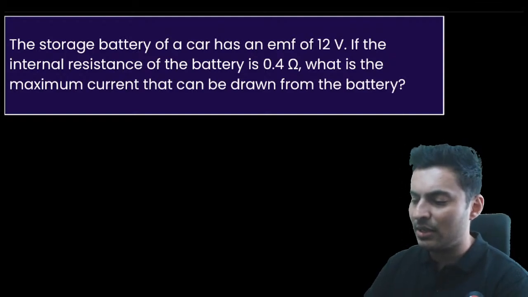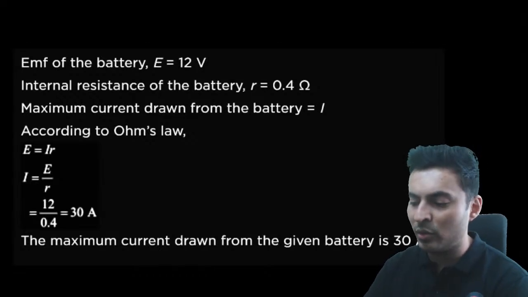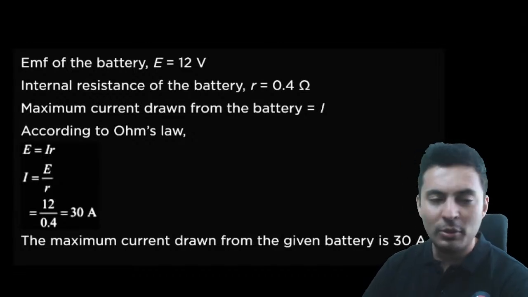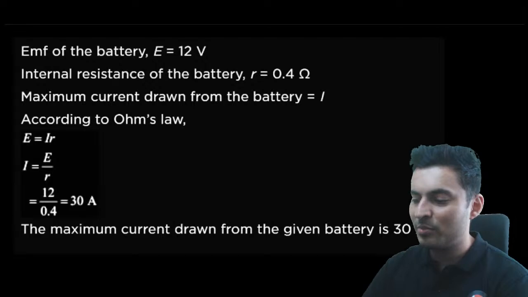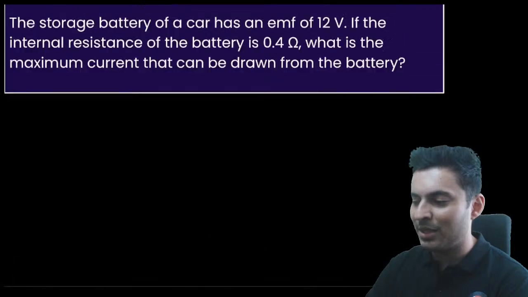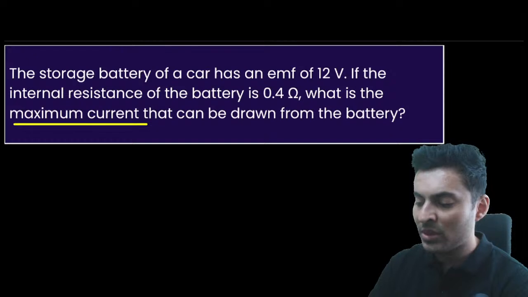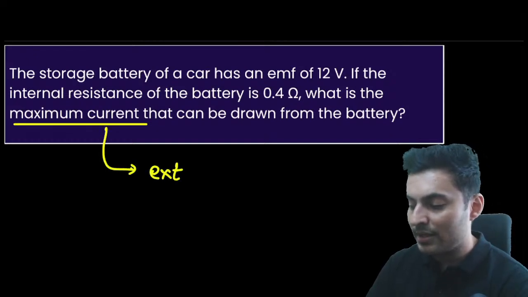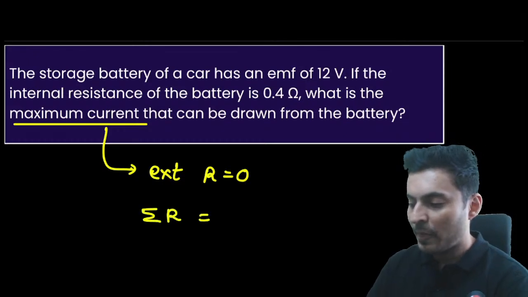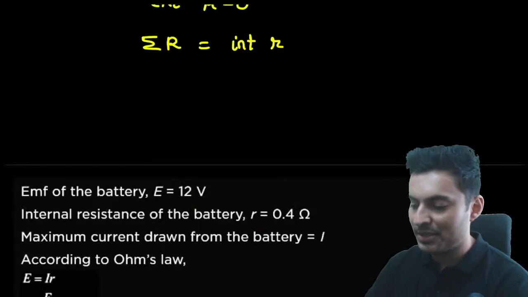The storage battery has an EMF of 12 volts. Internal resistance is already given as 0.4 ohms. Maximum current drawn, I is equal to E by R. That's it, Ohm's law. 12 by 0.4, 30 ampere, nothing. This is a pure NCERT question. There is nothing great about it. That's the maximum current that you can draw, without load. Whenever maximum current is there, the external resistance will be 0. So the total resistance is the internal resistance only. There is no external resistance.